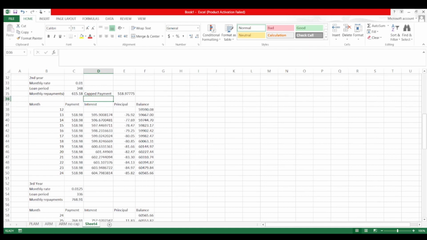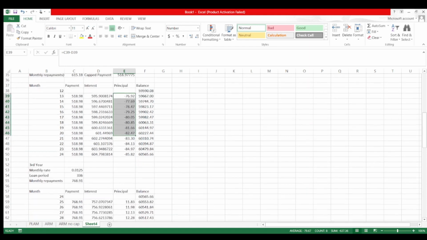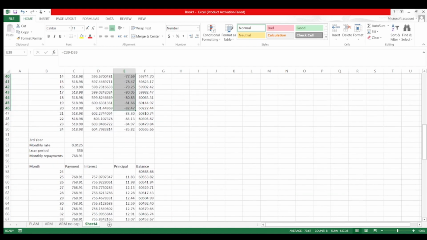Now, also another important thing to note is that in a case where we cap the payment, the principal payment becomes a negative. This leads to a scenario such that at the end of that period, the loan balance will be higher than the initial loan balance when starting that particular period. So you can move on to the third year.